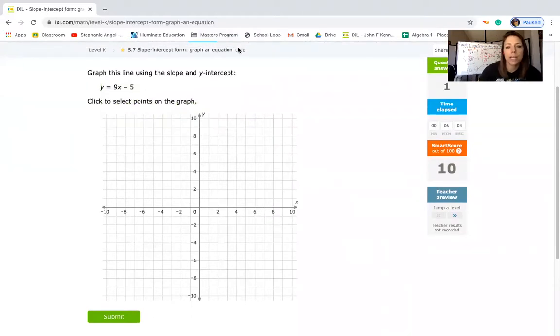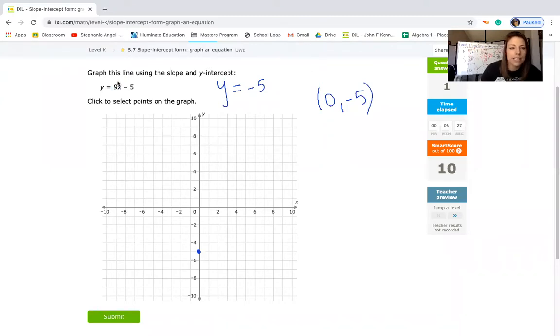Okay, let's take a look at this next one. Same idea. We need a slope and we need a y-intercept. So when I plug in 0 for x, that leaves me with y is -5. That is the point 0, -5. So coming down here to 0, -5. My slope of this line appears to be 9.